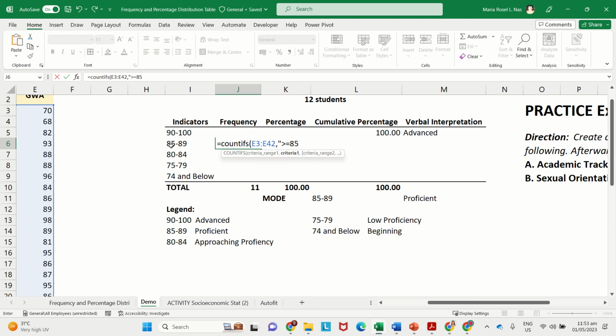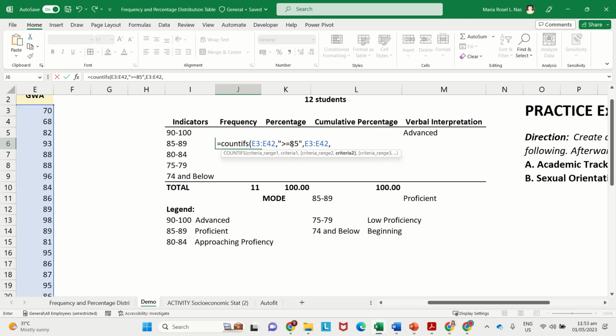So our first condition is that if the cells E3 to E42 contain a value that is greater than or equal to 85, we need to count that cell. That is our first condition, and then close quotation mark and then comma. Our second criteria range is just the same as our first range, which is E3 to E42, because this is the range where we will find the general weighted average. So we can just copy this one, E3 to E42.